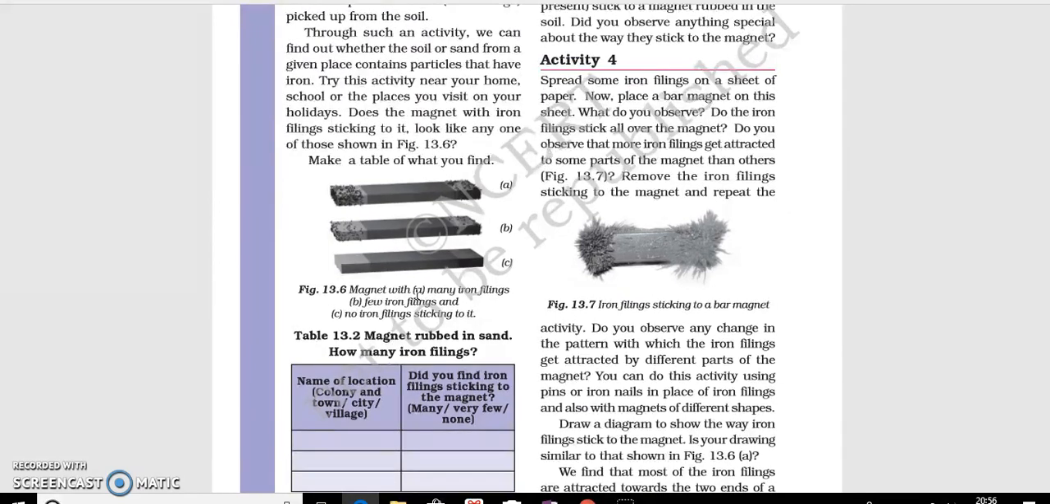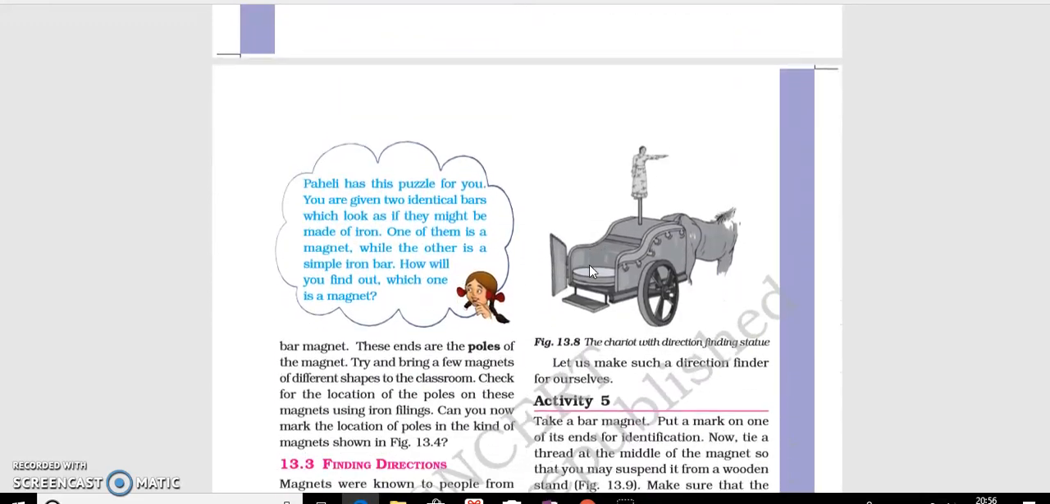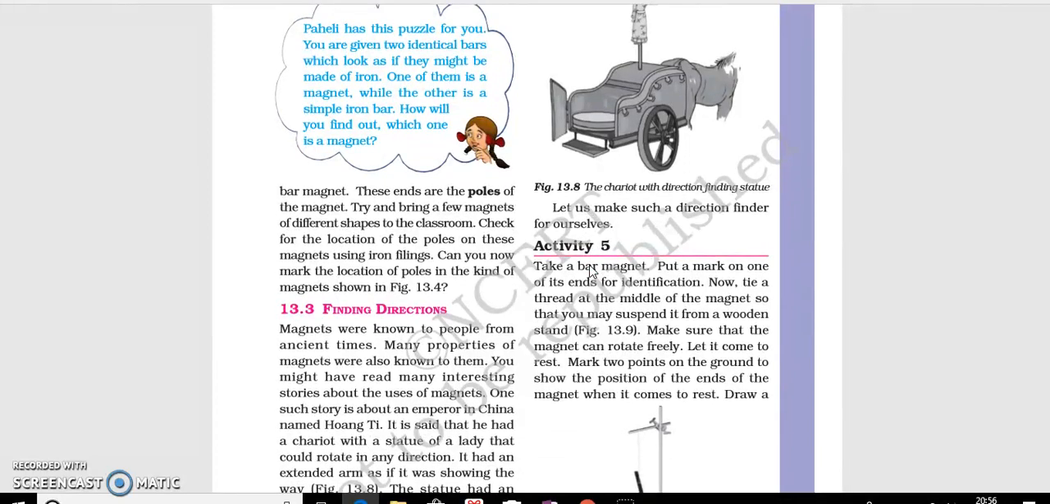Now what are poles of a magnet? In this activity, we've taken a bar magnet and kept some iron filings. We see that the iron filings get attracted towards the poles. So there are two poles, one is the North Pole and the other is the South Pole.